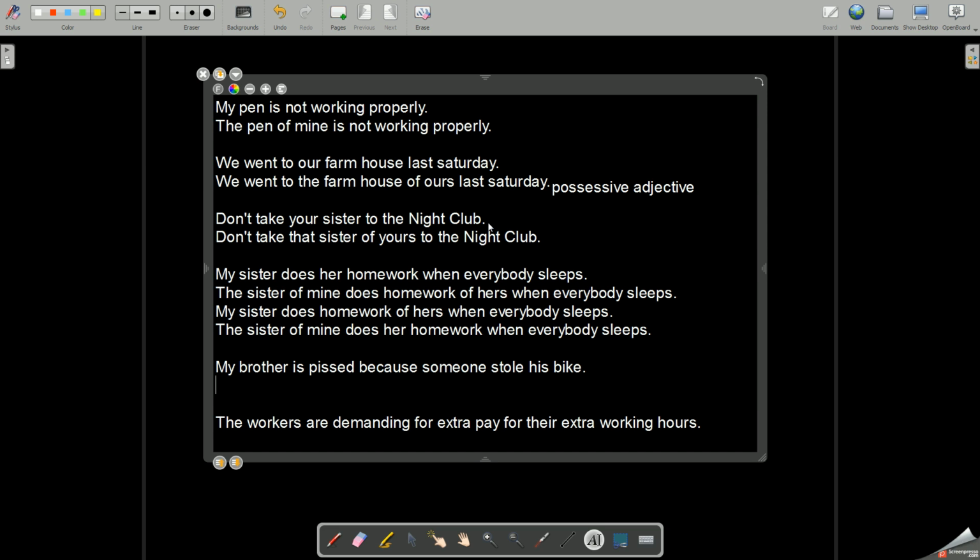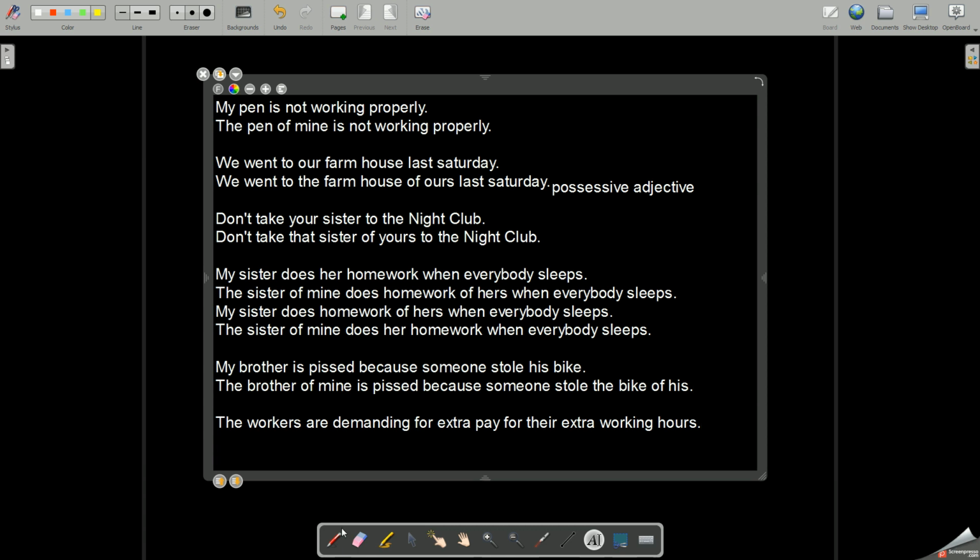I can write, my brother. You can see my brother is also a possessive adjective, so I can write it this way. The brother of mine is pissed because someone stole the bike of his. Or I can write, my brother is pissed because someone stole the bike of his, or the brother of mine is pissed because someone stole his bike. That also I can write.